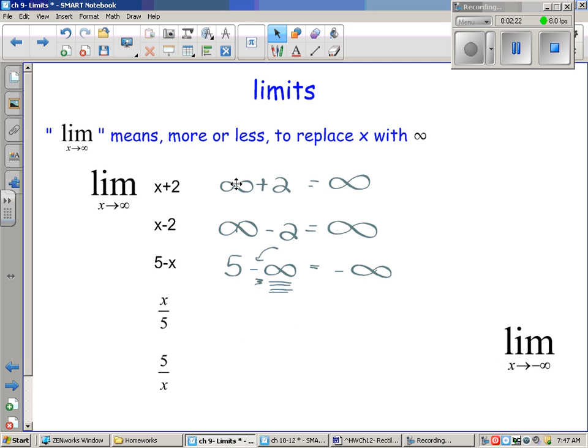Just to move this guy out of the way, let's do the next one. The limit as x is approaching infinity for infinity divided by 5. Well, infinity divided by 5, if you take the ocean, you divide it into 5 sections, it's still huge. You still can't fit it in your backyard. You follow what I'm saying? And then we'd have 5 divided by infinity.